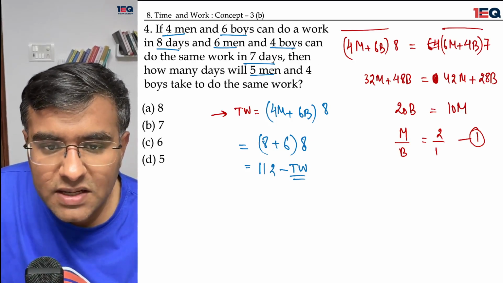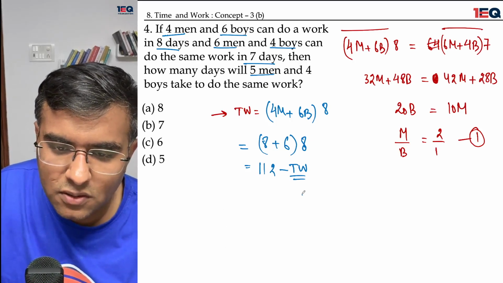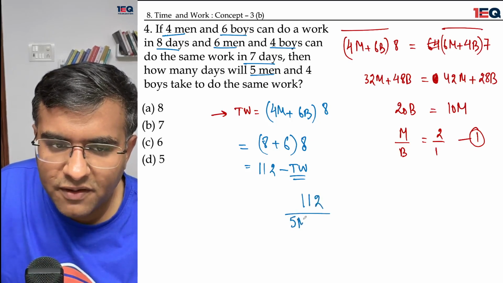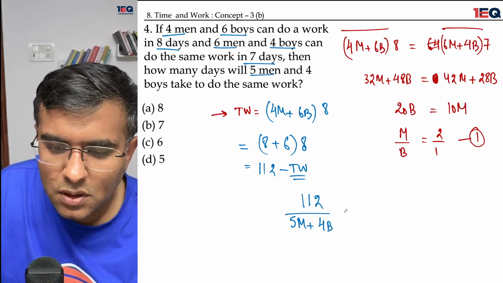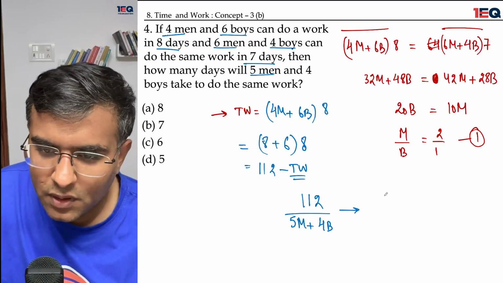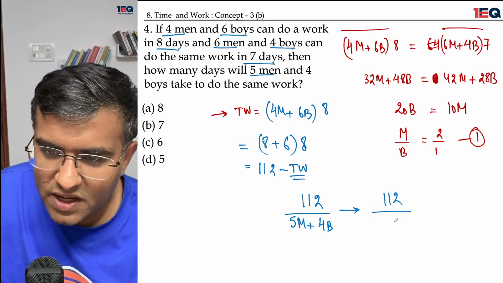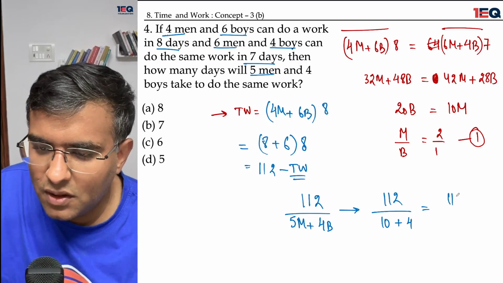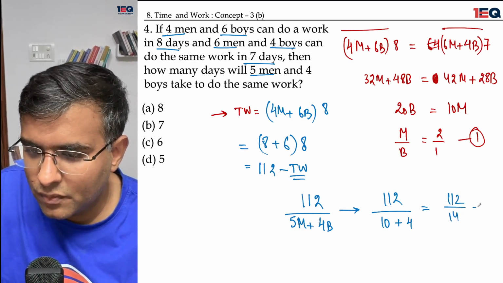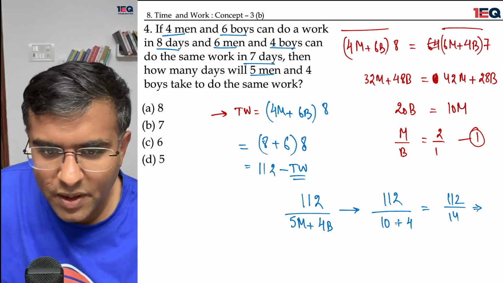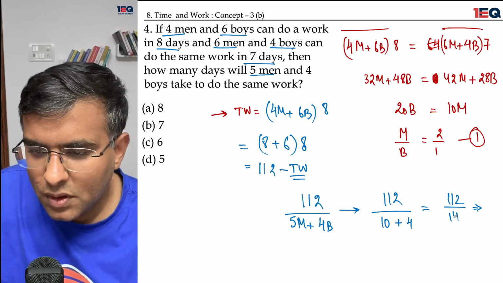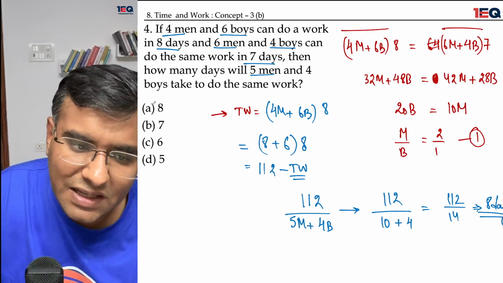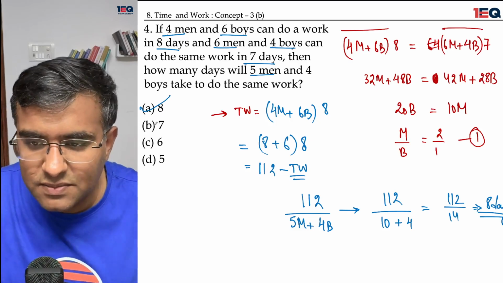Now, how many days will 5 men plus 4 boys take to do the same work? 112 is the total work. 5 men plus 4 boys wish to do the job. This means 112 divided by 5 men means 10 efficiency, 4 boys means 1 efficiency. 112 divided by 14, so this makes it 8. So 8 days is my answer.